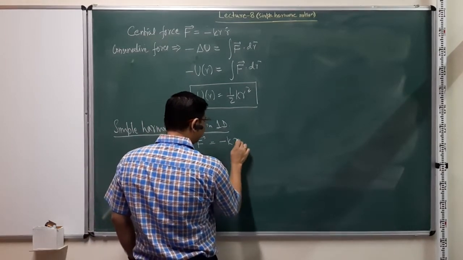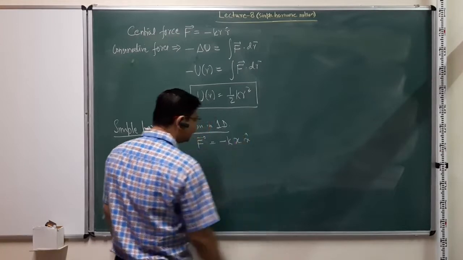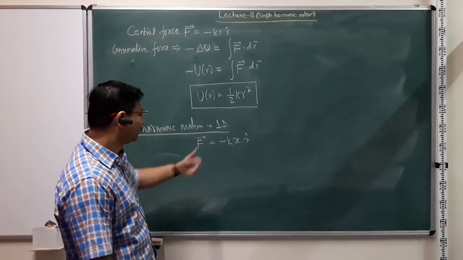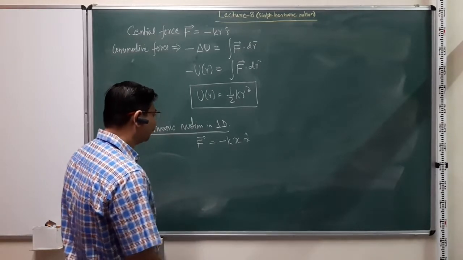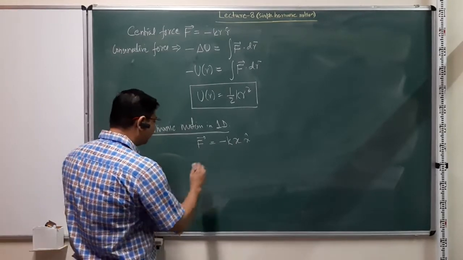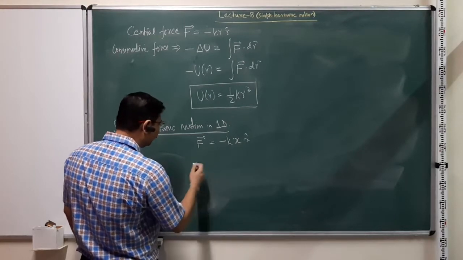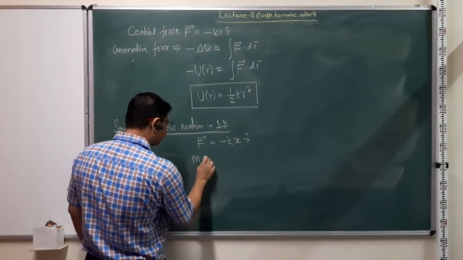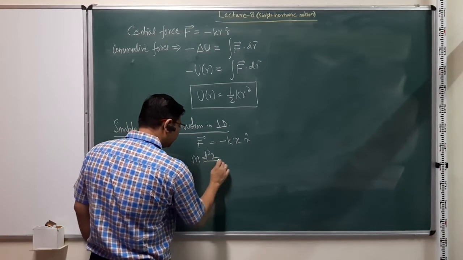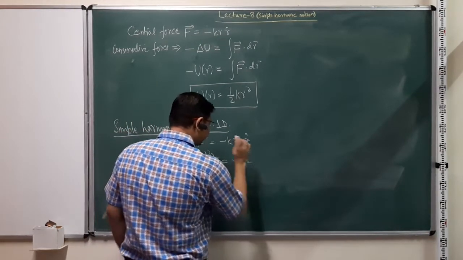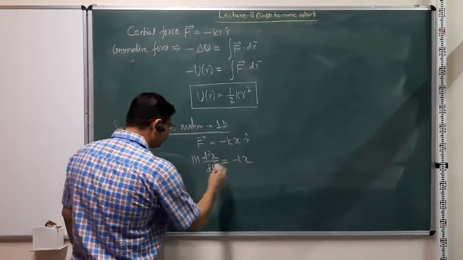Now what we have in 1D is, we already said that F is of that kind, minus k x, x cap, and of course now there is only one direction, so I can drop the vector and just write F equal to minus kx. If this is the case, then I can start solving this. So m d2x over dt square is minus k x.